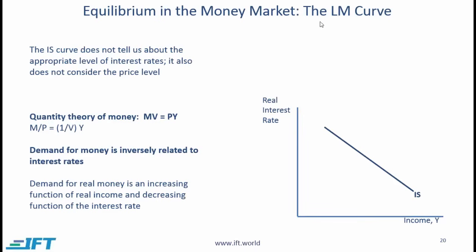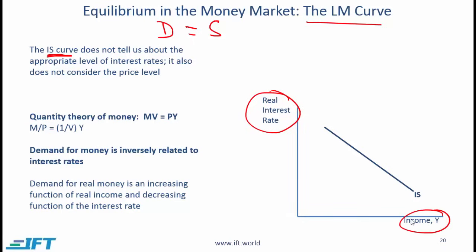We now come to the LM curve, which is based on the premise that we have equilibrium in the money market. Equilibrium in the money market means that the demand for real money is equal to the supply of real money. On the previous slide, we talked about the IS curve, which is reproduced over here. The IS curve shows the relationship between real interest rates and income.